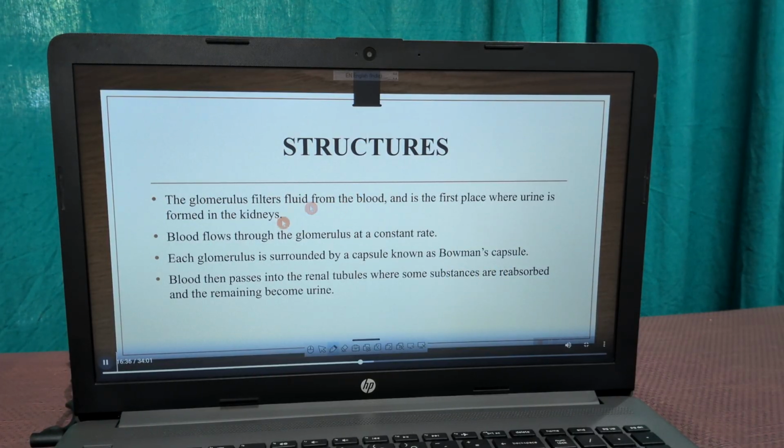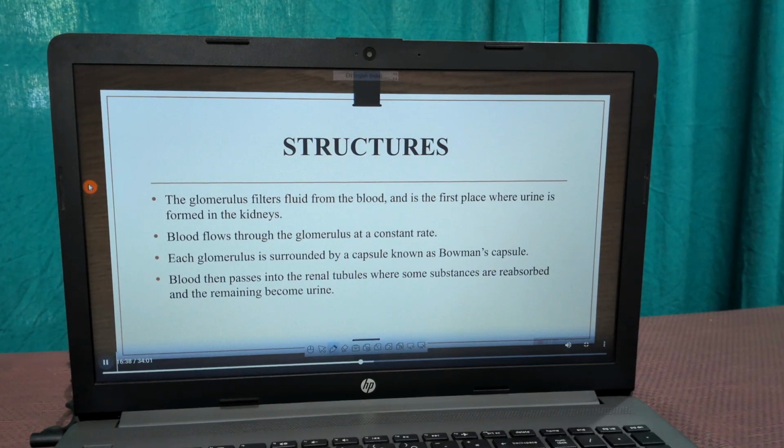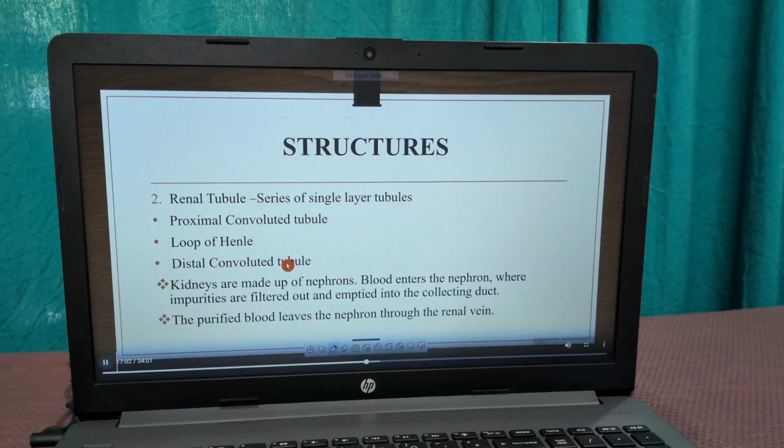The glomerulus filters fluid from the blood and is the first phase where the urine is formed in the kidneys. The rate at which the blood flows in the glomerulus is constant. Blood then passes into the renal tubules where some substances are reabsorbed, and the rest, which is not important, which is toxic to the body, becomes urine.